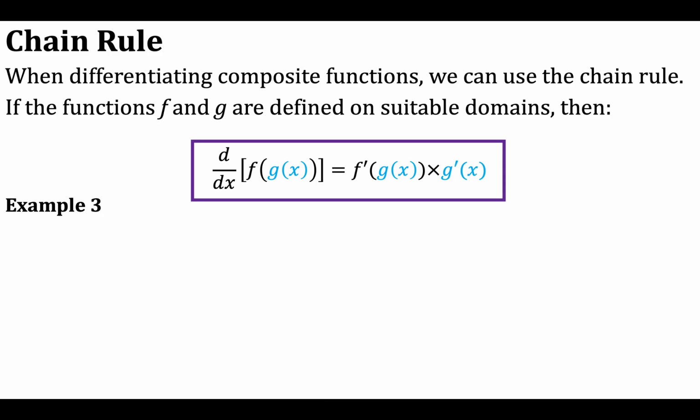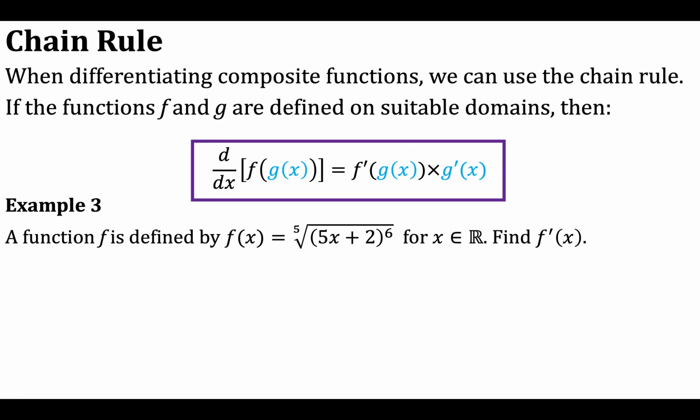Welcome back, folks, and we'll do example 3 now. So a function is defined by f of x equal to the fifth root of (5x plus 2) all to the power 6, for x in the real numbers. Find f dashed of x. So our solution, again, we might realise that this f of x that we're given in the question isn't ready for calculus to be performed on it yet, so we need to re-express that as f of x being equal to (5x plus 2) all raised to the power 6 fifths.